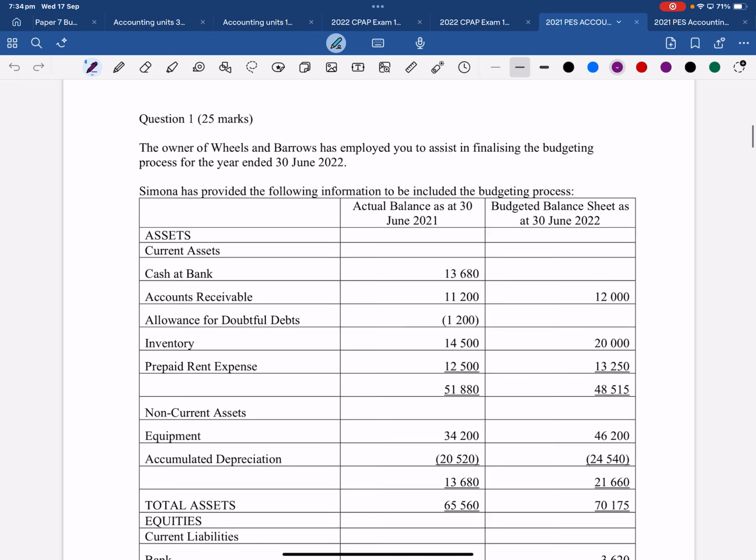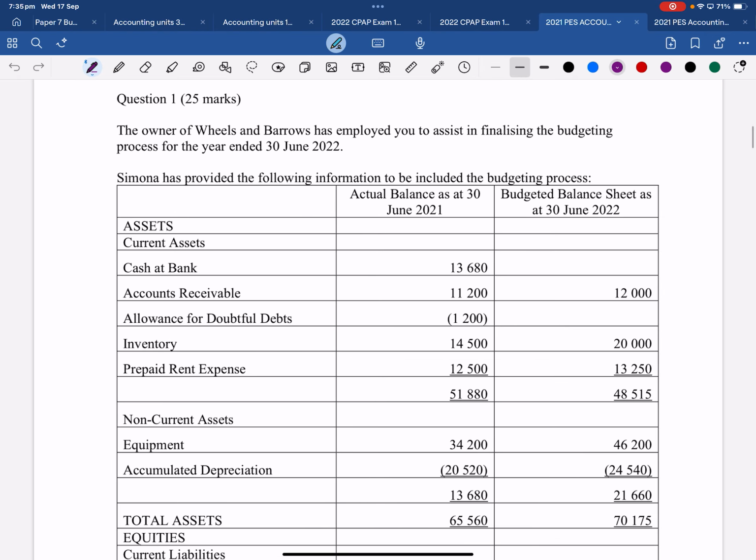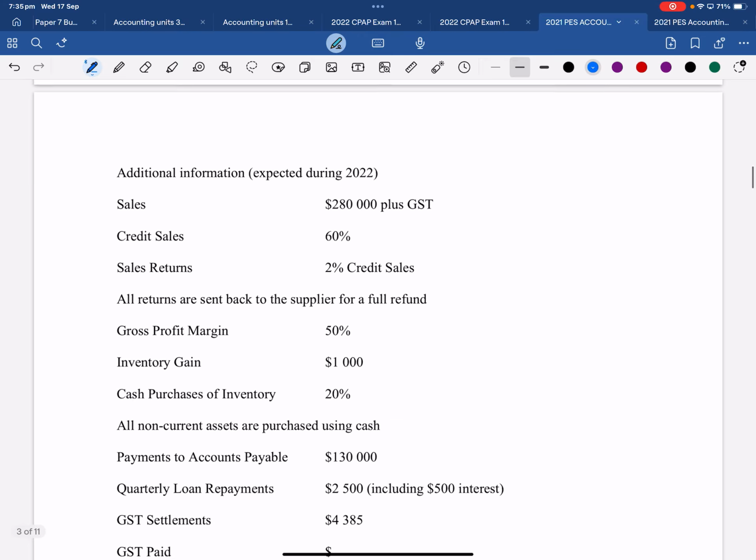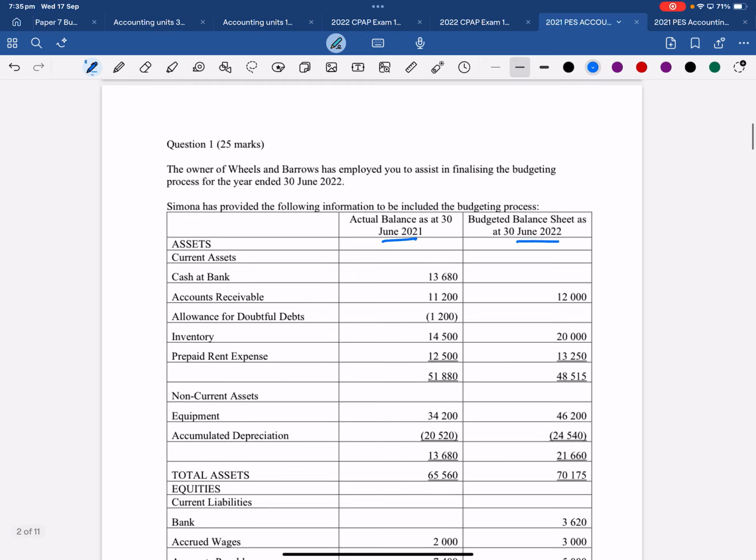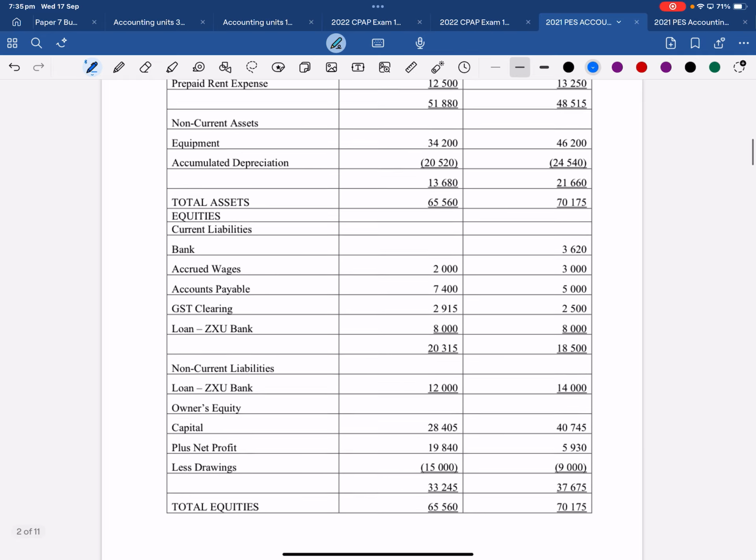Right, now what are we supposed to do, guys? So we have been given the actual balances as of 30th June 21, and then we have to do the budgeted balance sheet as of 30th June 22. That means after a year. Then what do you do, guys, when you get this question? You glance through the question.